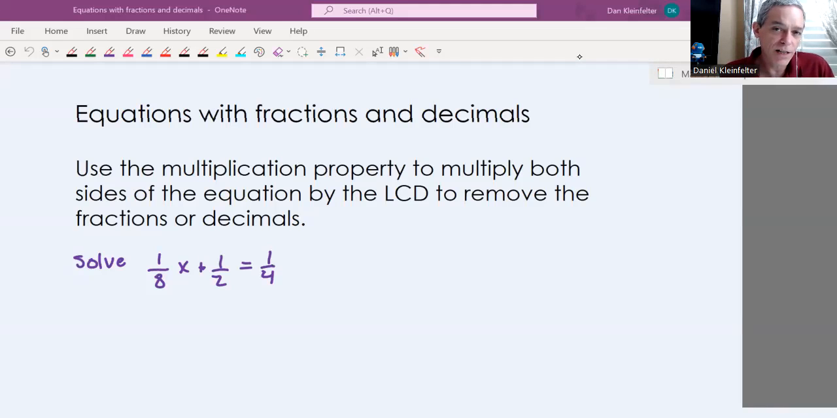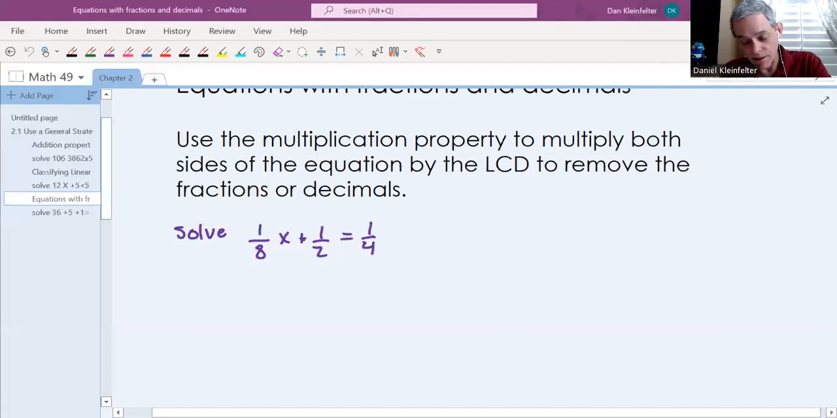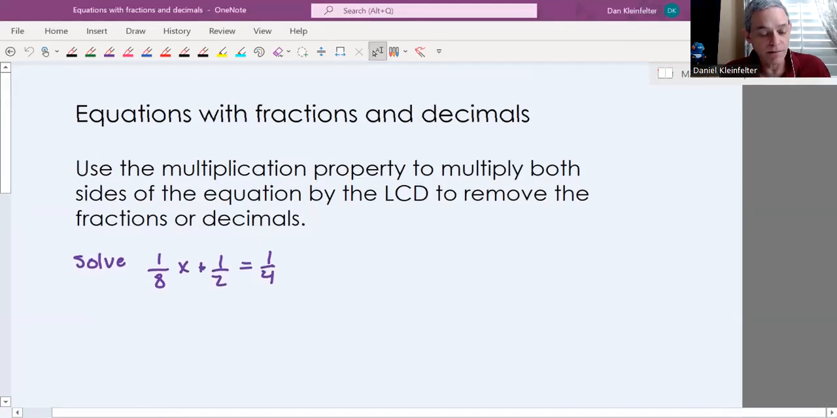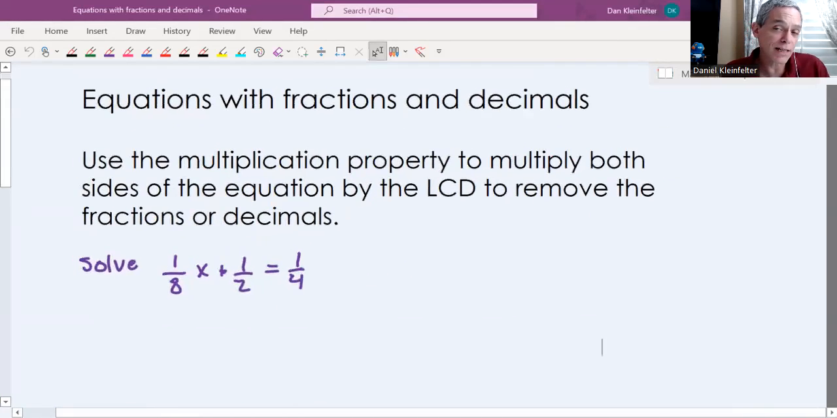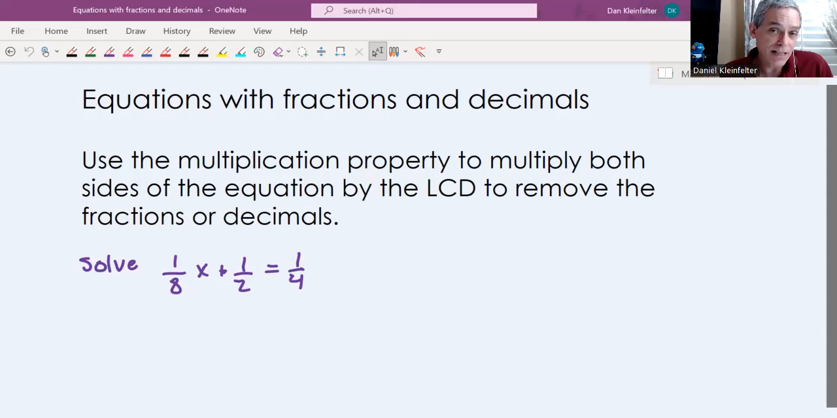In this video, we'll finish up this section on solving linear equations by looking at how you solve equations that contain fractions or decimals. So the overall guidance for this is that you can multiply both sides of the equation using the multiplication property by the LCD of the denominators of those fractions. And we'll see with the decimals, there's a very similar statement that can be made.